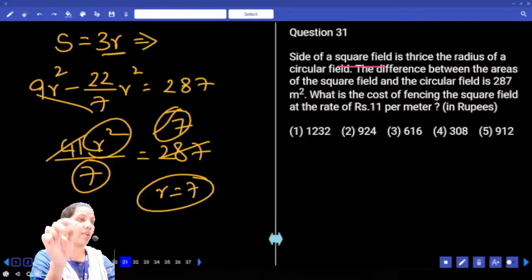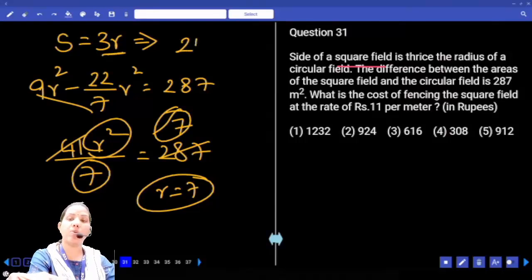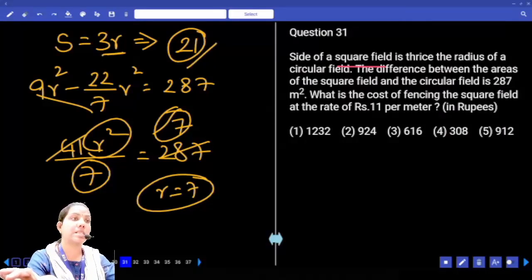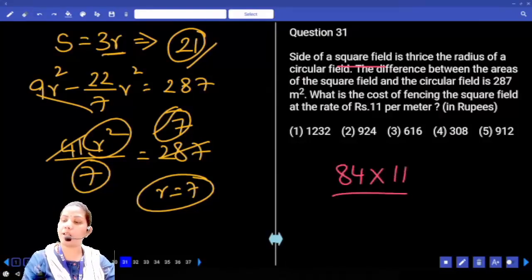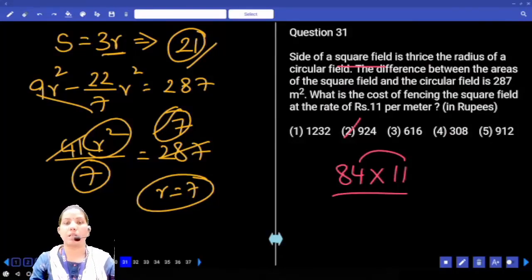If r is equal to 7, then what is the side value? 21. Your question is perimeter of the square into 11. What is 21? Side. Then what is the perimeter? 4 into 21, that is 84. 84 into 11, so the unit digit is 4. Answer: second option, 924. Radius of the circular field is 7, then side of the square field is 21.